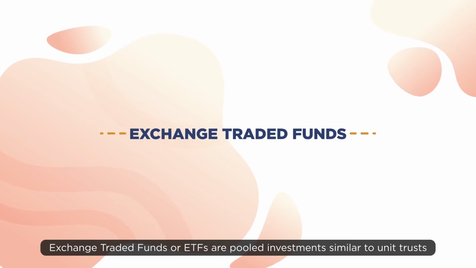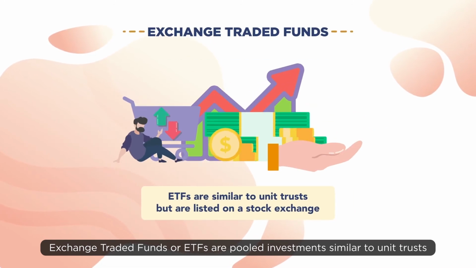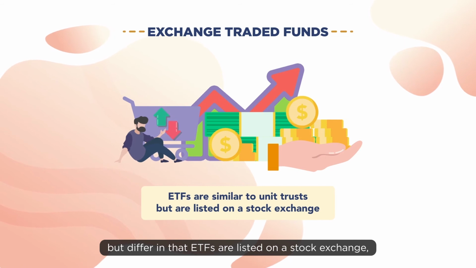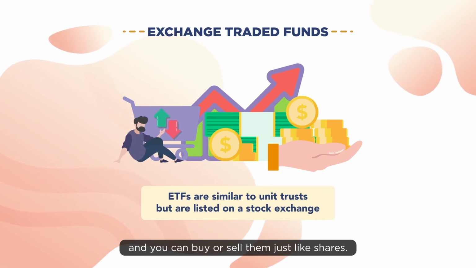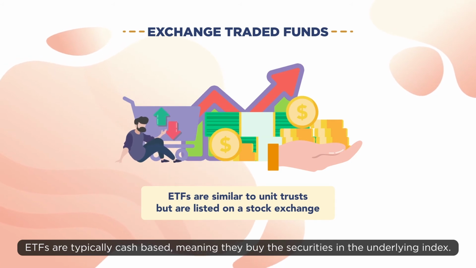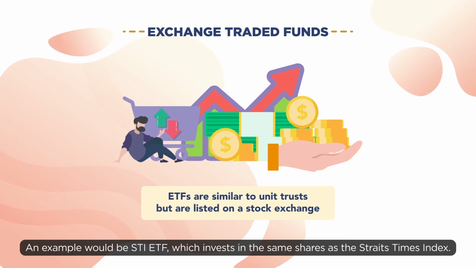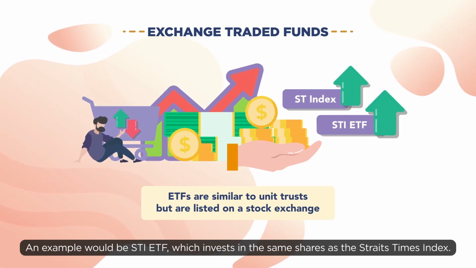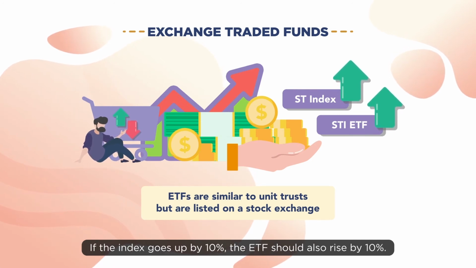Exchange-traded funds, or ETFs, are pooled investments similar to unit trusts, but differ in that ETFs are listed on a stock exchange, and you can buy or sell them just like shares. Most ETFs mirror the performance of their underlying indices. ETFs are typically cash-based, meaning they buy the securities in the underlying index. An example would be STI ETF, which invests in the same shares as the Straits Times Index. If the index goes up by 10%, the ETF should also rise by 10%.